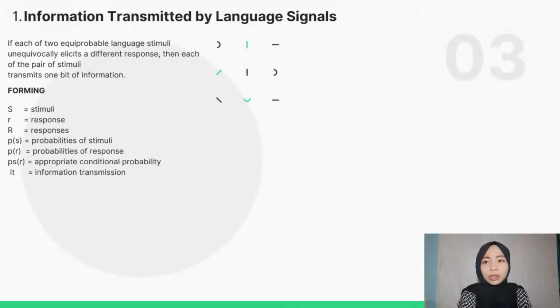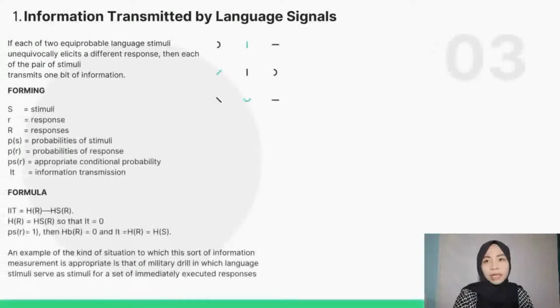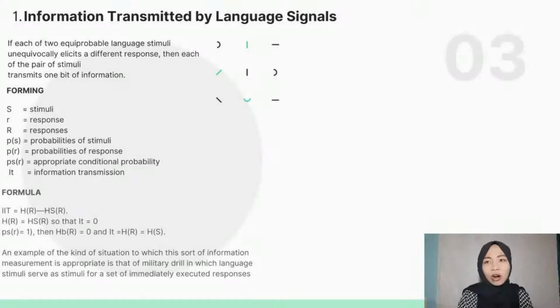Thus, it is possible to use the conventional measurement of information transmission, I_T, which will give the average amount of information transmitted by the set. Using the symbols introduced above, I_T becomes I_T = H(R) - H_S(R). If responses to the stimuli are independent of the stimuli, then H(R) equals H_S(R), so that I_T equals 0.